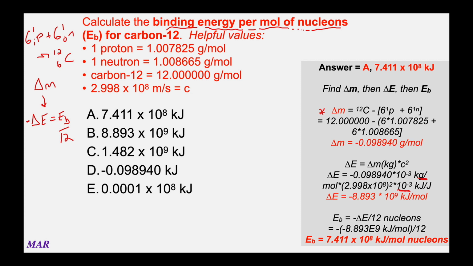But finally, binding energy is the opposite of the delta E divided by the number of nucleons. So if you divide that number by 12 and make it negative, you get 7.411 times 10 to the 8th kilojoules per mole of nucleons. So if you look at that chart on the last problem then, carbon-12 is probably on there somewhere, quite a bit of energy released per mole of nucleons. So it's a pretty good investment, if you will, of energy. You get a lot of energy out. The physical sciences are all happy.